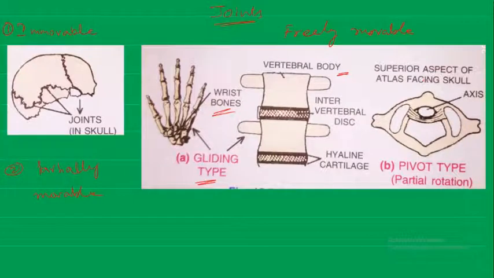The other type of joint is the pivot joint. In this, one bone is rotated over a pivot-like end of another bone. For example, the skull is rotated on the upper end of the axis vertebra. So this is the superior aspect of the atlas facing the skull. Atlas is the first vertebra, atlas and axis.